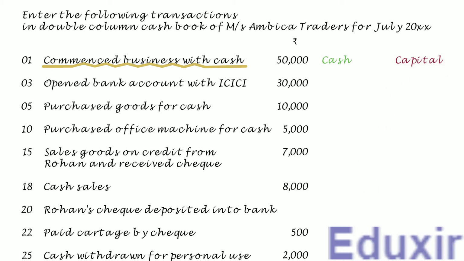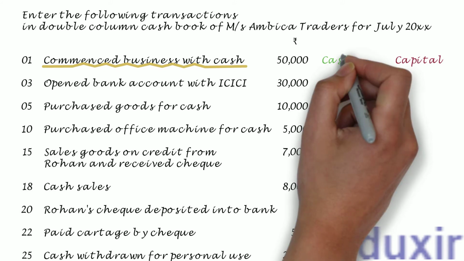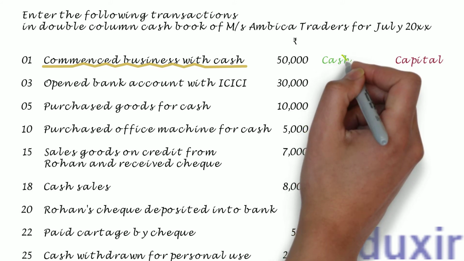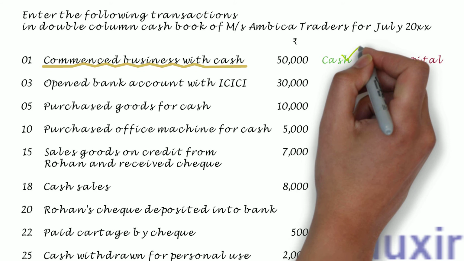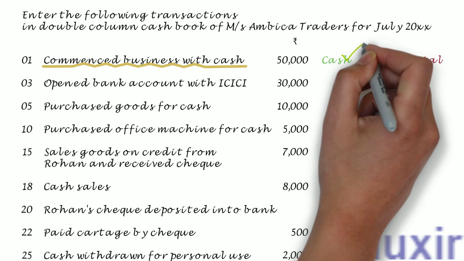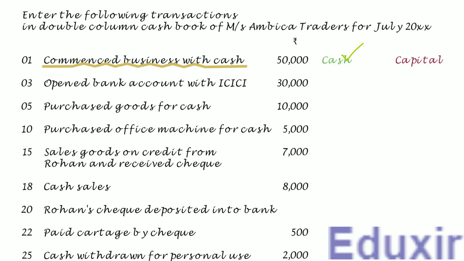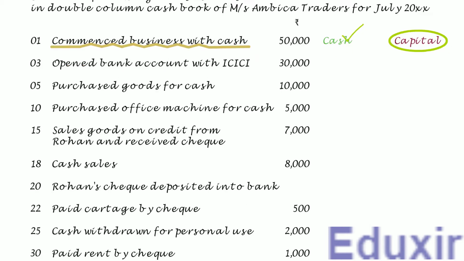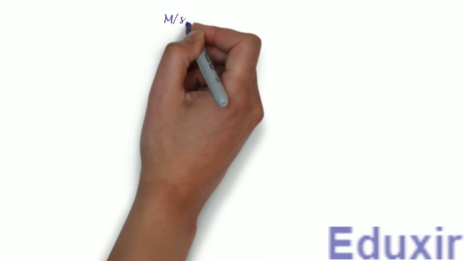In this transaction, as you can see, the cash is on the debit side. So, it needs to be posted on the debit or receipt side of the cash book and in the cash column. Note that the particular that needs to be posted in the receipts column of the cash book is capital account. With this information at our disposal, let us proceed with the recording of this transaction into the cash book. Let us first record the title as Messrs. Ambika Traders Cash Book.